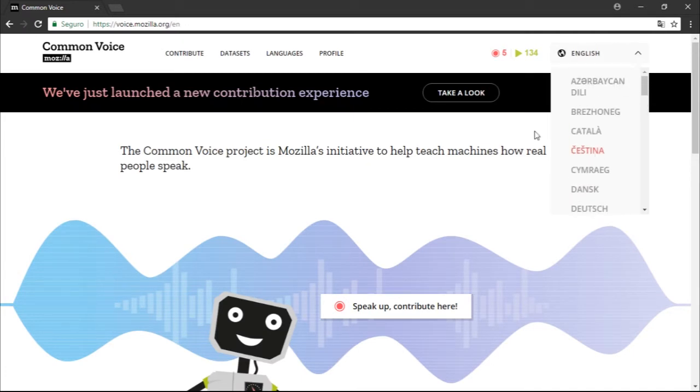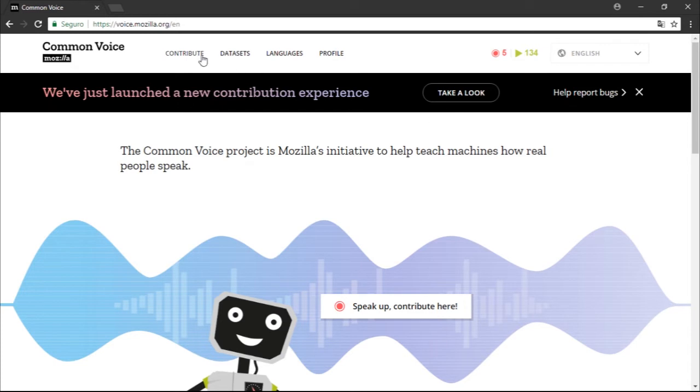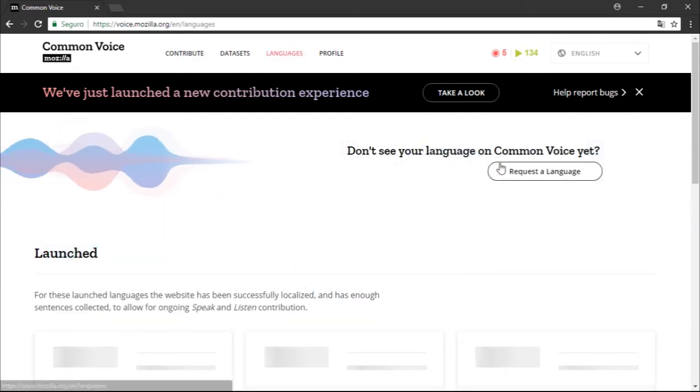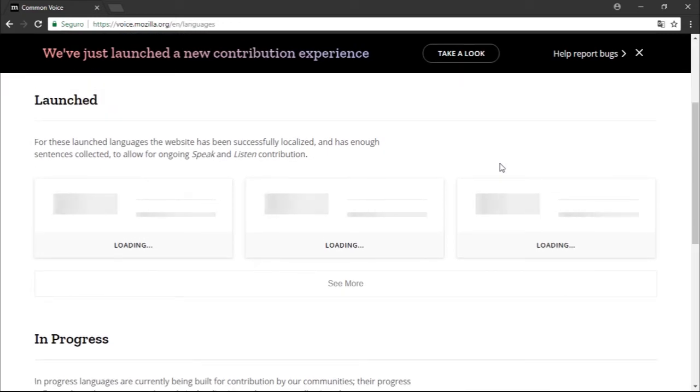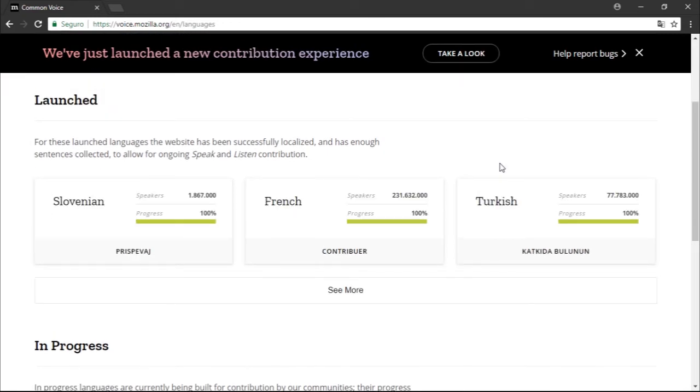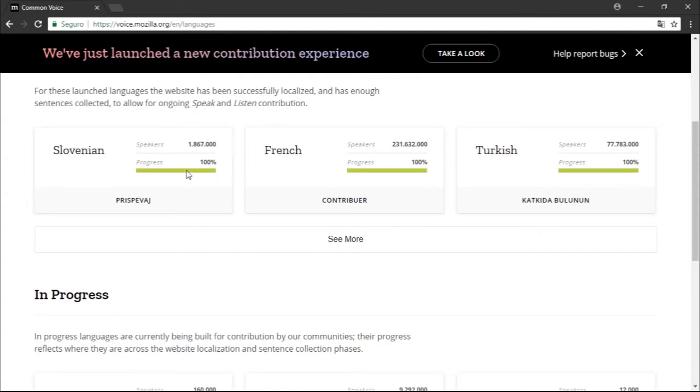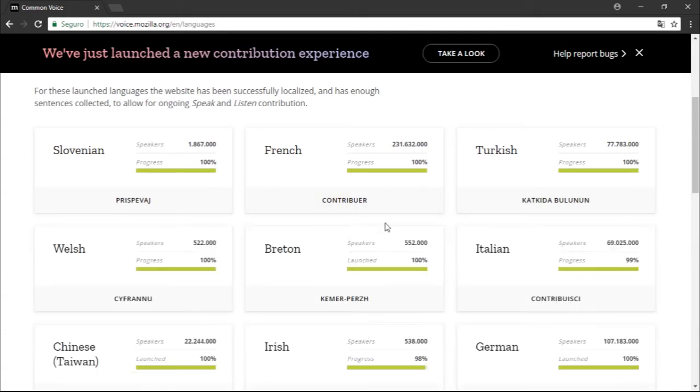There are other languages, so let's click on languages. And right here, you guys can see all the languages that are available. Some of them are in progress. The languages that show 100% are available.